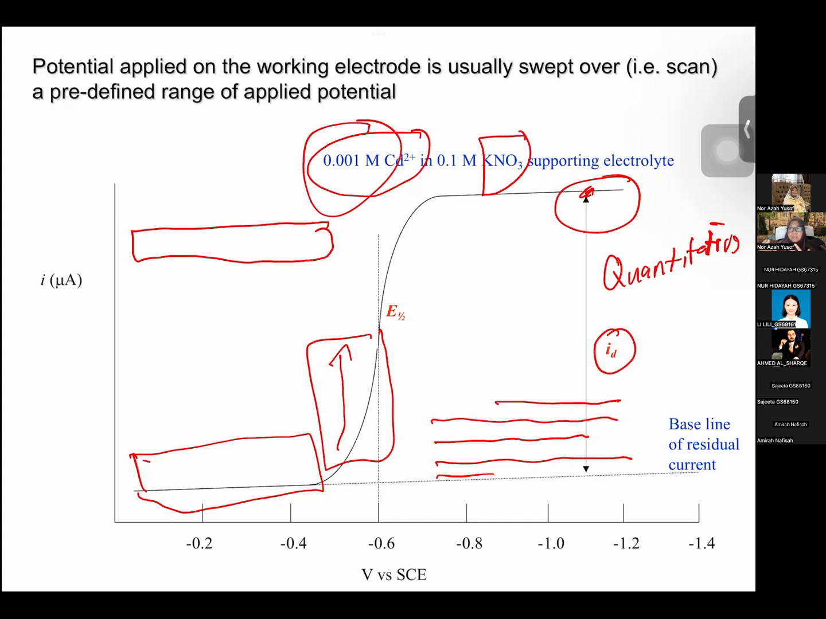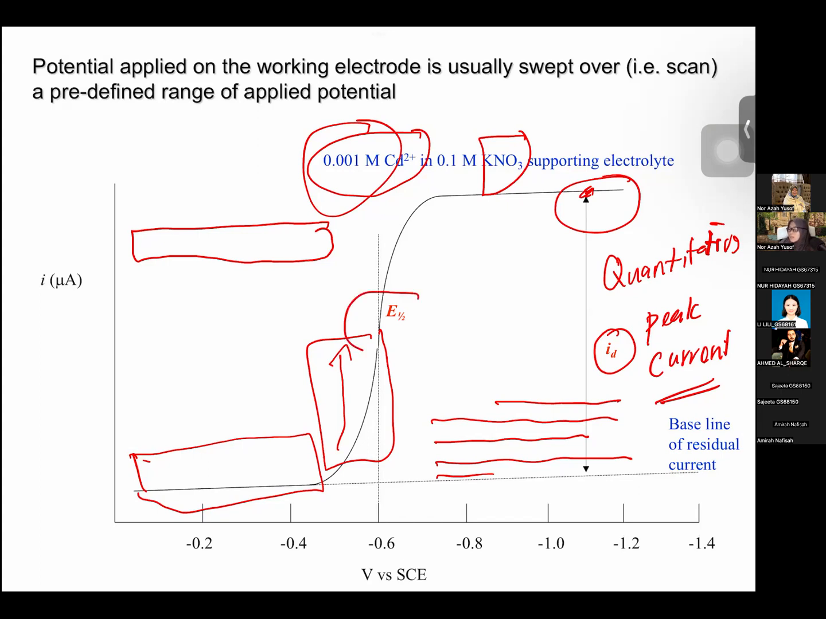quantitatively how much cadmium is in the solution, because it will have what we call the peak current. This is what we call peak current, the maximum current that can be generated. That will give you the quantitative information on the amount of cadmium in the solution.